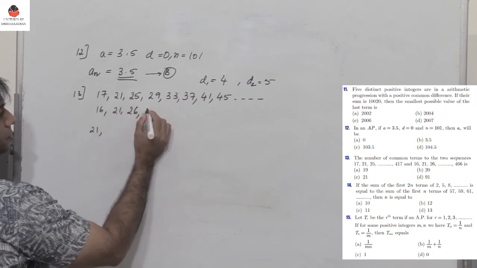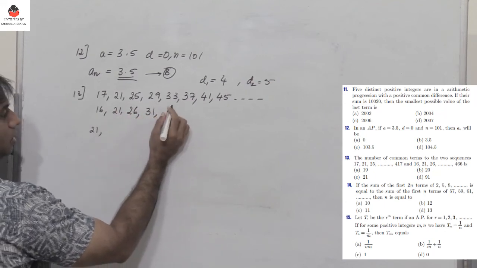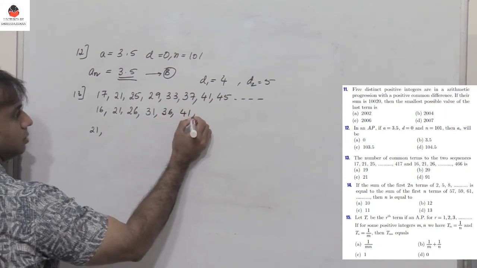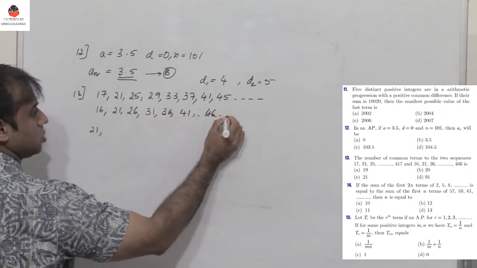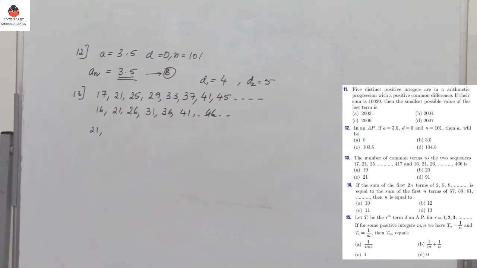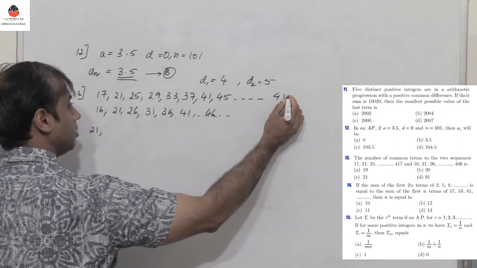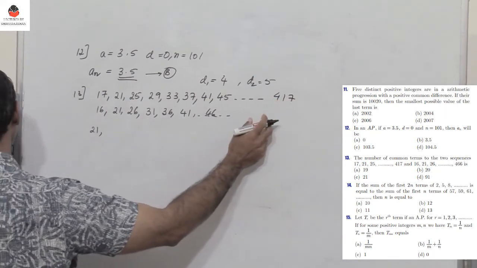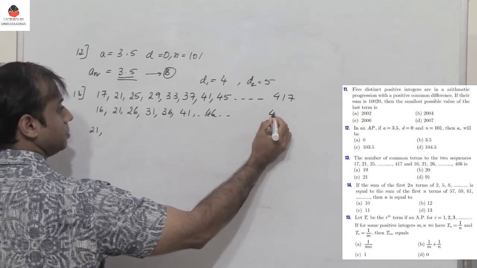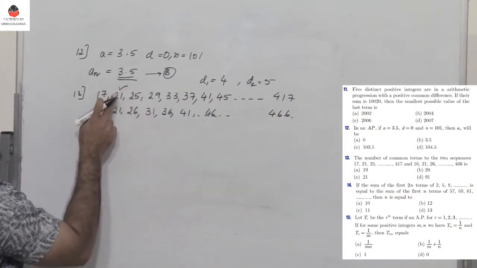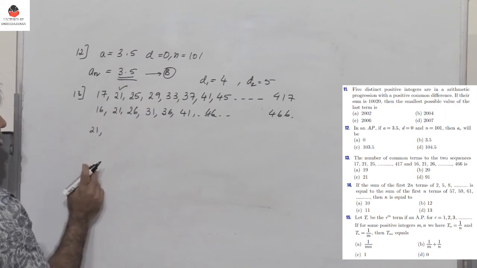26, 31, and then you have 36, 41, 46, and so on. Now what is common between these two? The last term of the first sequence is 417, and here this is going to be 466. So the first term which is common to both the arithmetic progressions is 21.